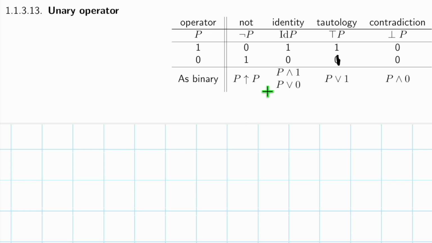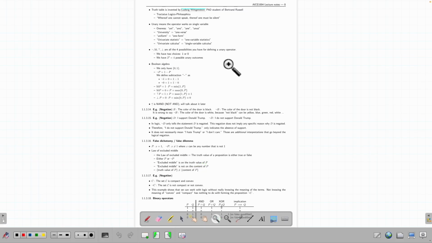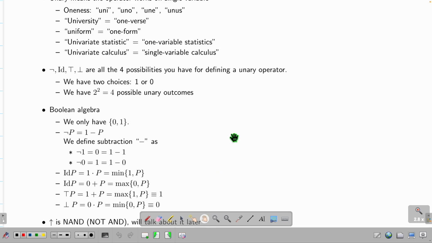And what about the last line? The last line is saying that this thing is a unary operator. That means I only have one input and I will have a symbol. Can I rewrite this as two things? Yes, you can rewrite everything in this sense. That means tautology is the same as P or true, and contradiction is the same as P and false. What about this thing? This is P not and P. We learn about it later, don't worry. So these are the basic operators, and the table is called a truth table.